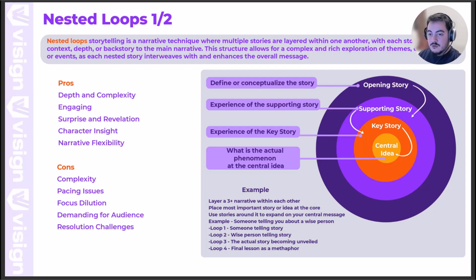And of course, here you'll have a certain type of series that will have nested loops, and the story will have this type of opening story, and then supporting story, key story, and then central idea. And of course, there's a conceptualization of the story, there's an experience of the supporting story, there's the experience of the key story, and then the actual phenomenon at the central idea and why it happened.